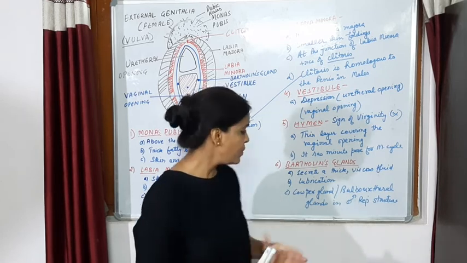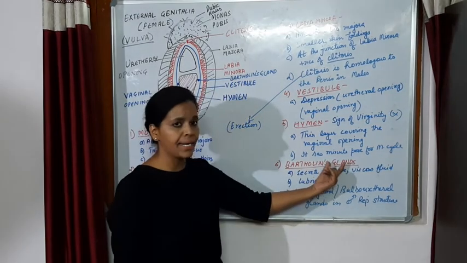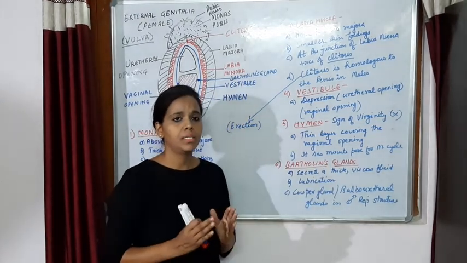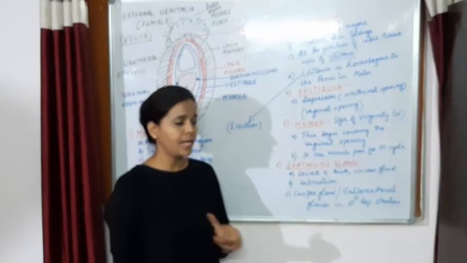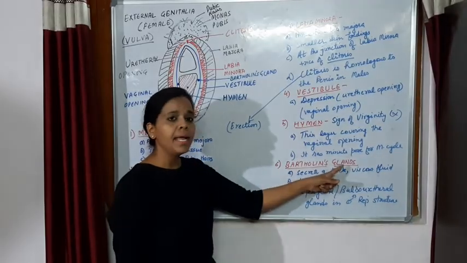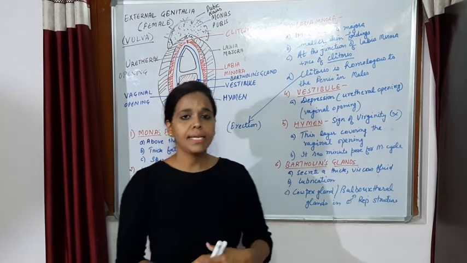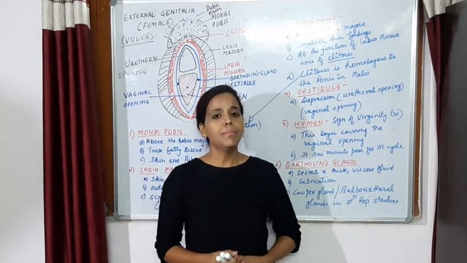Next, as we have discussed the Bartholin gland, when we study the female reproductive system, two glands are important. One is the Bartholin gland, and another we will discuss in our next video, that is the mammary glands.